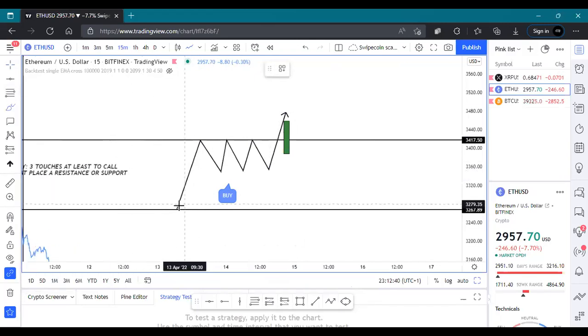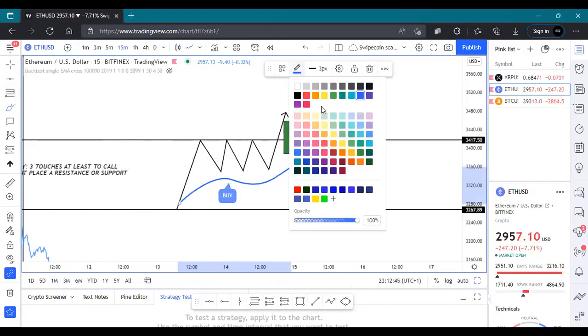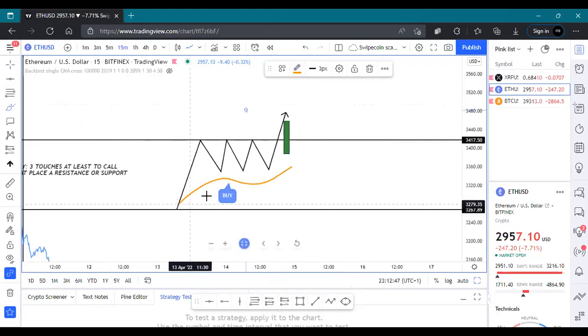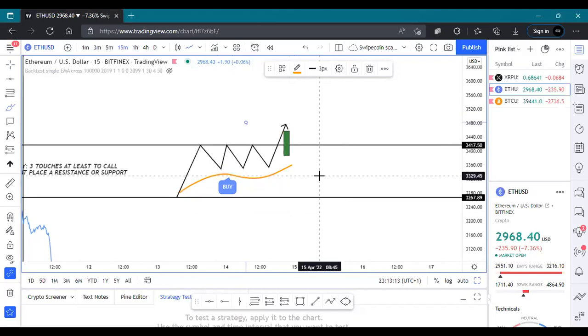Let me just draw this. Let's say this was our EMA, whatever color you want to make it. If this was our EMA and the market is above, definitely we're going to get a buy signal. So all we are doing is identifying 3 touches within a day. Once we find three bounces, we draw a line there. That is our resistance, and we wait for the market to break and close above the resistance, and we take a buy. So that's the simple thing. This is for a buy.